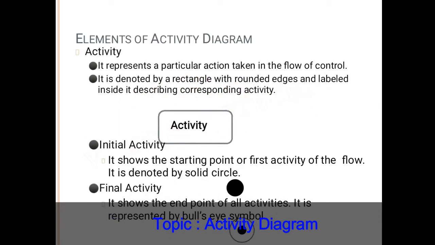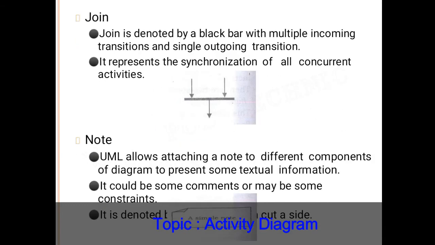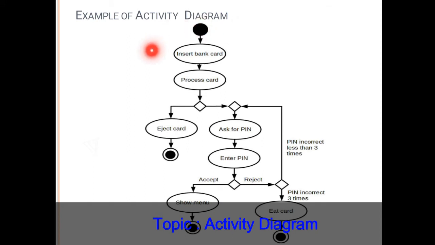So here we can also denote activity within a rounded-edge rectangle, or we can also denote activity within an ellipse symbol. So this is nothing but our activity, for example, insert a bank card, process card. This type of activity we have to write within a rectangle, or a square with round edges shape.